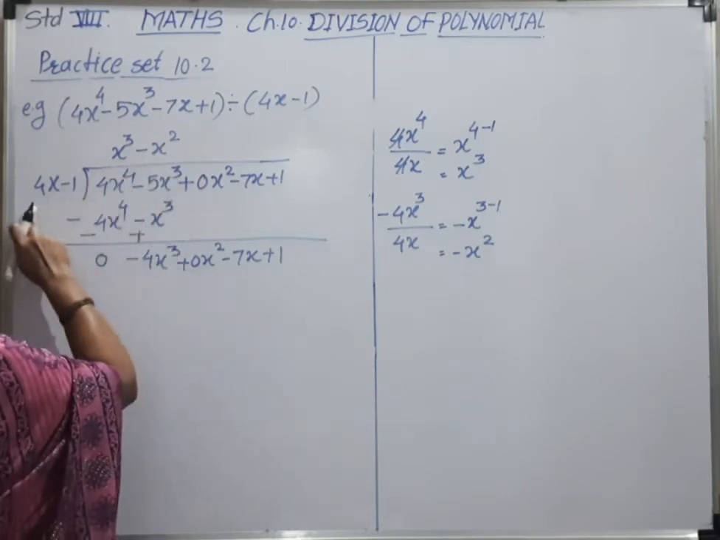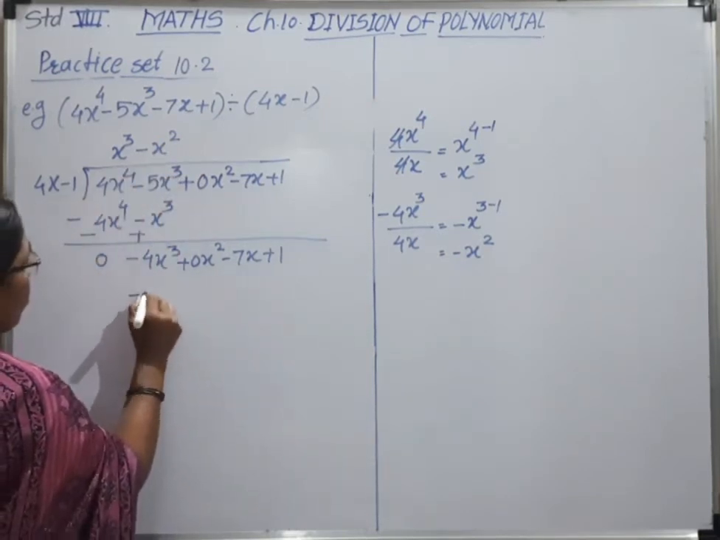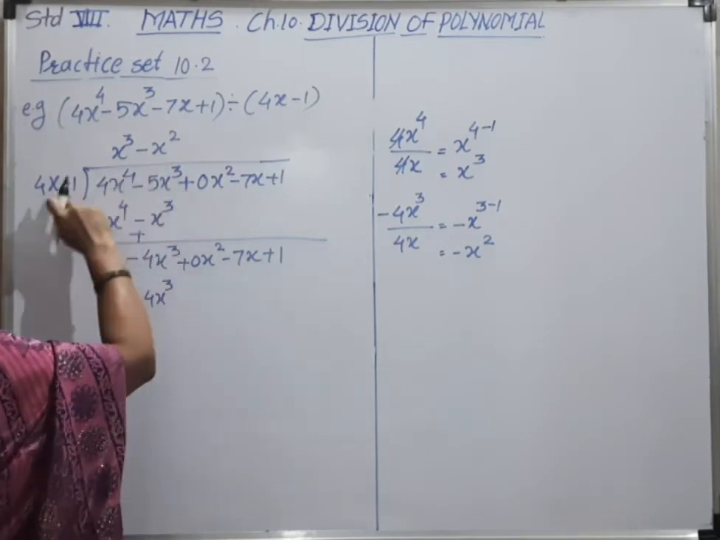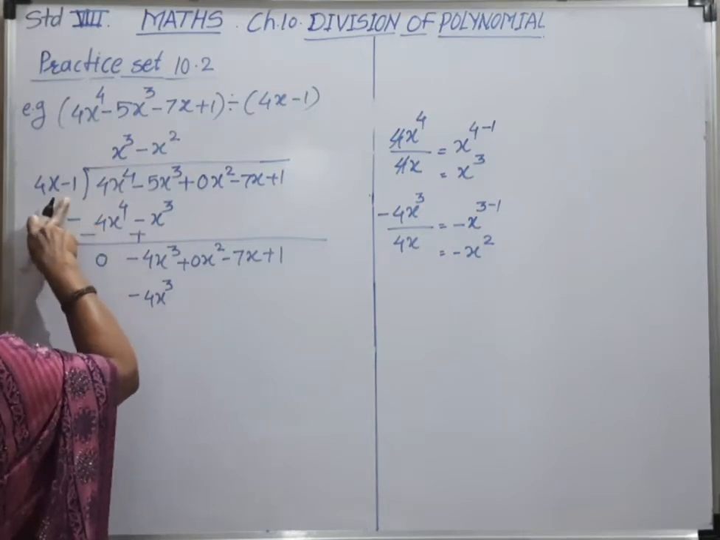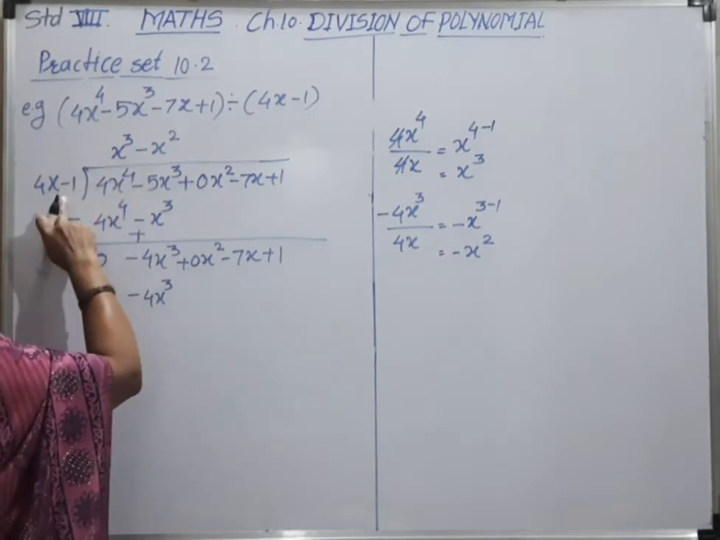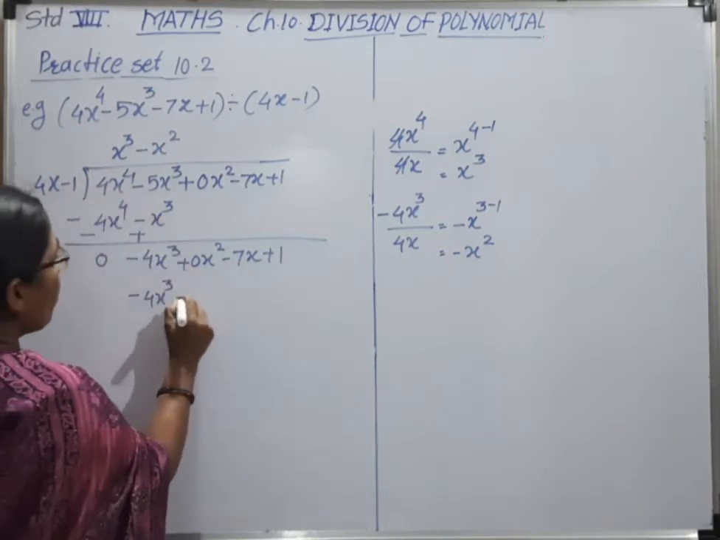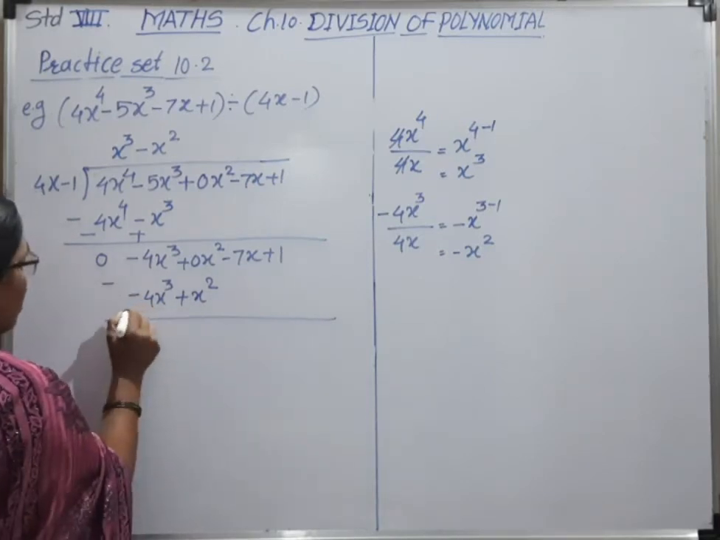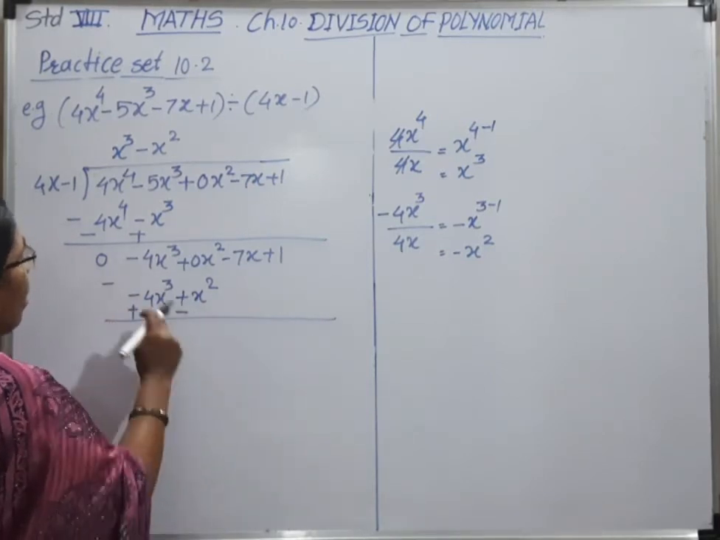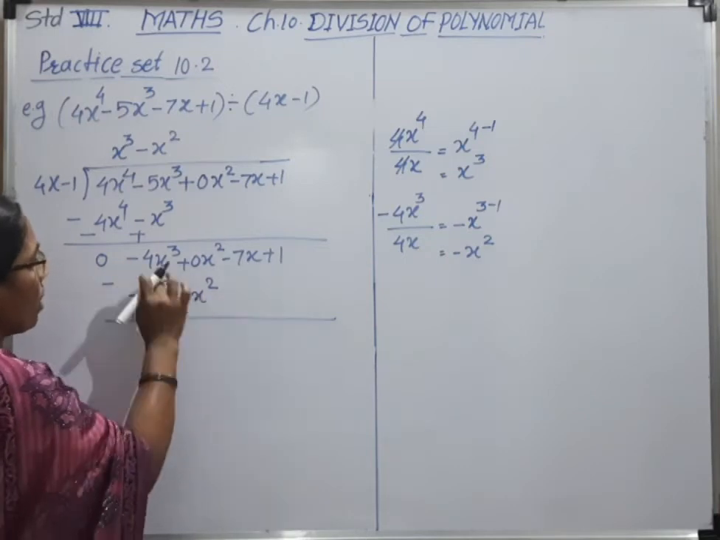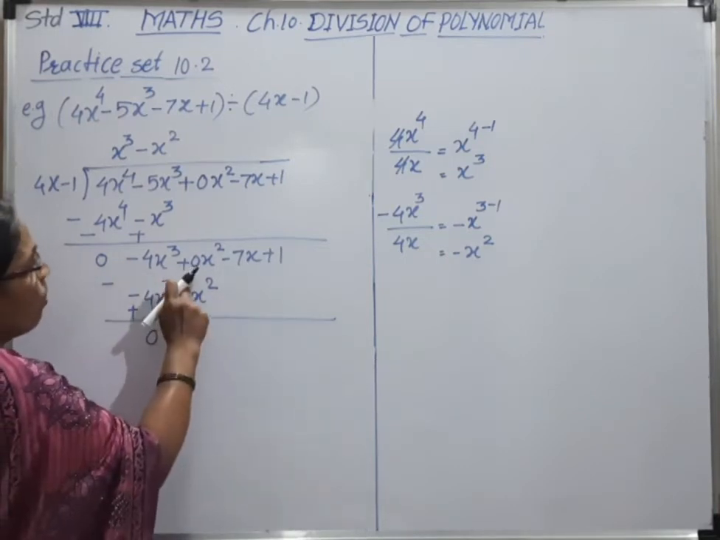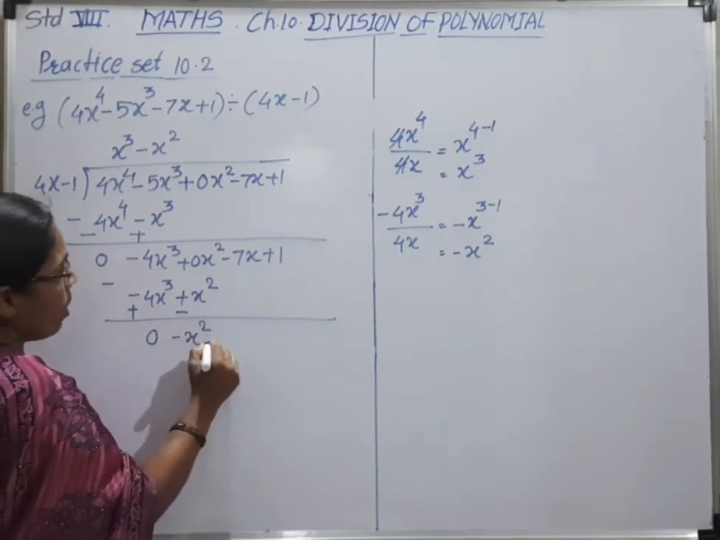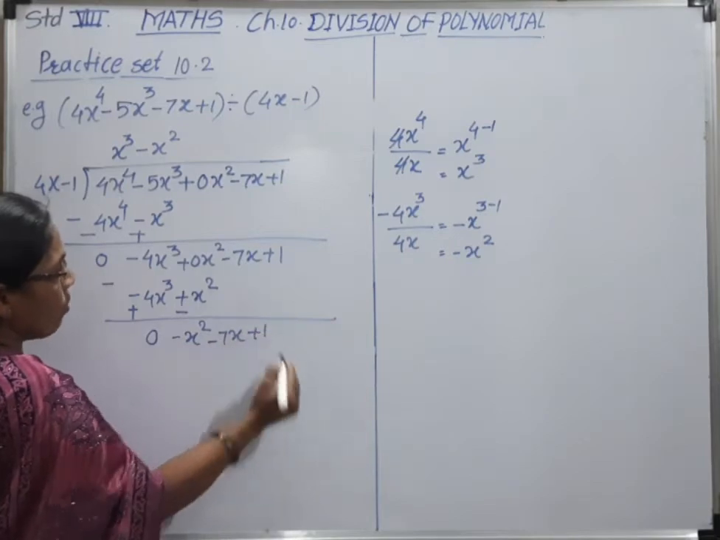And minus x square times 4x is minus 4x cube. Minus x square and minus 1, minus into minus is plus, and x square into 1 is x square. So plus x square. Again minus, here plus, minus. Now nothing is here, so don't do anything. So it will cancel, 0. Plus 0x square and minus x square is minus x square minus 7x plus 1.